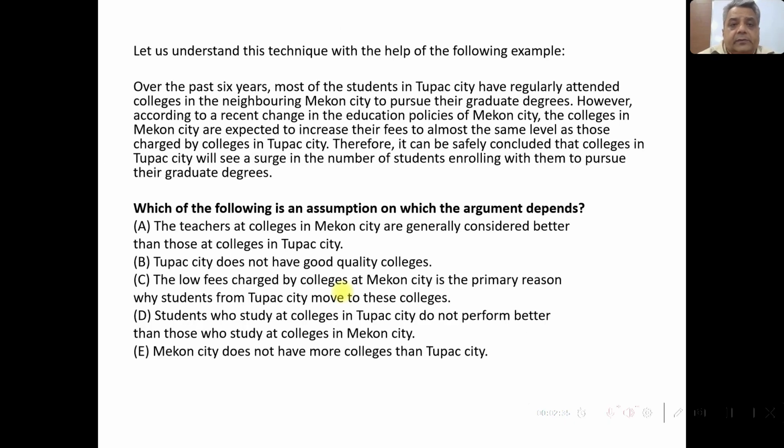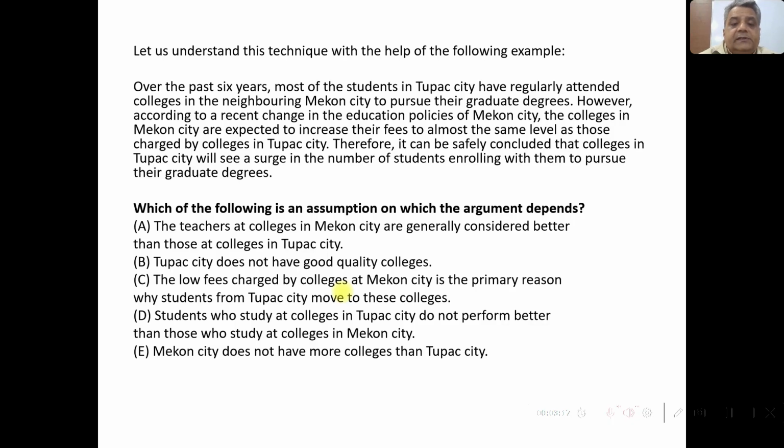Over the past 6 years, most of the students in Tupac City have regularly attended colleges in the neighboring Mekong City to pursue their graduate degrees. However, according to a recent change in the education policies of Mekong City, the colleges in Mekong City are expected to increase their fee to almost the same level as those charged by colleges in Tupac City. Therefore, it can be safely concluded that colleges in Tupac City will see a surge in the number of students enrolling with them to pursue their graduate degree. Which of the following is an assumption on which the argument depends?